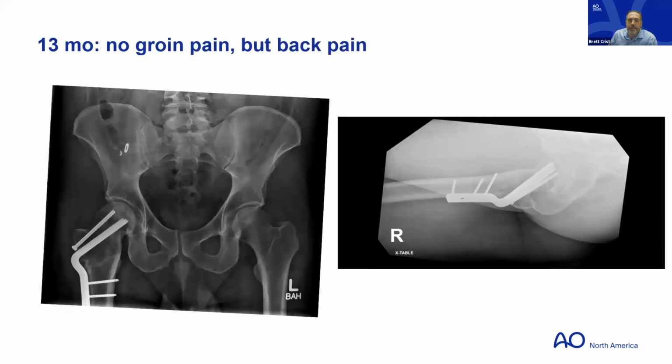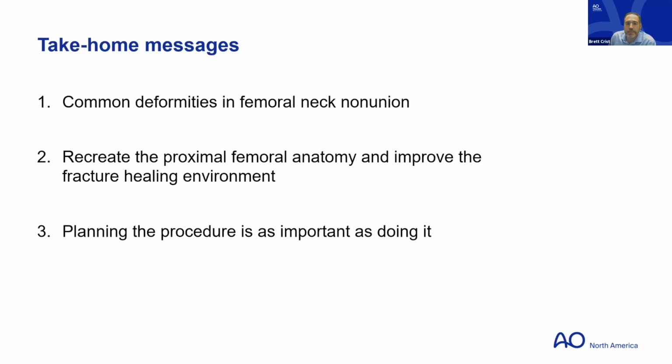But here he's at 13 months. He's actually not having any groin pain. He does have back pain, and actually was going to get some epidural steroid injections for chronic low back pain issues. But his gait normalized. He felt like his leg lengths were equal. He didn't have any signs of avascular necrosis or impingement. And I should have got his most recent physical exam as far as his motion, but he had a negative FADIR and FABER. And so in summary, we're running out of time.